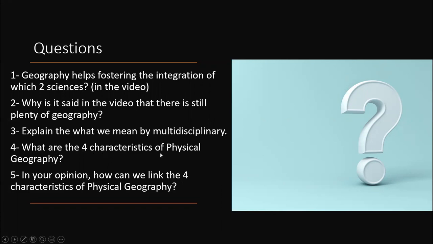What are the 4 characteristics of physical geography? Simple. And here, in your opinion, how can we link the 4 characteristics of physical geography? There is not really a good or bad answer here. It's in your opinion, but it needs to include how we link the 4 characteristics of physical geography. Think about that.